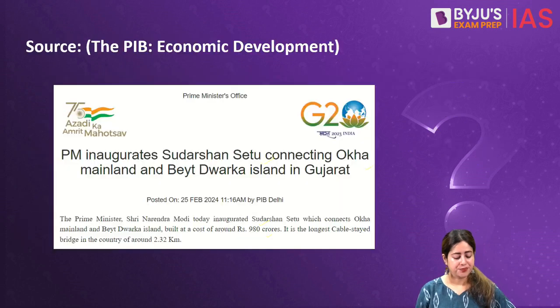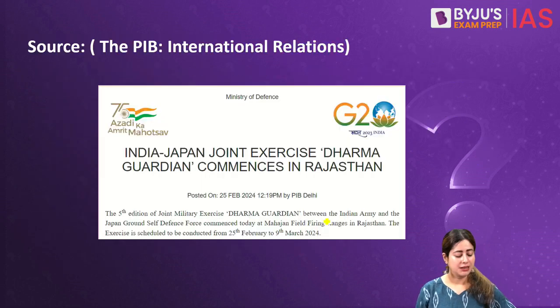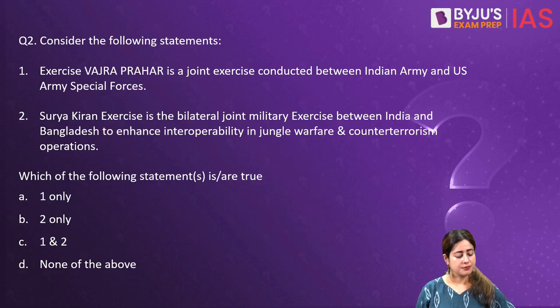Now, looking at the second question for the day, this talks about exercise VAJRA PRAHAR. Why has this been picked up for the news? We shall shortly analyze. In the meantime, the first statement says exercise VAJRA PRAHAR. PRAHAR means combat, to attack. It is a joint exercise conducted between Indian Army and US Army Special Forces.